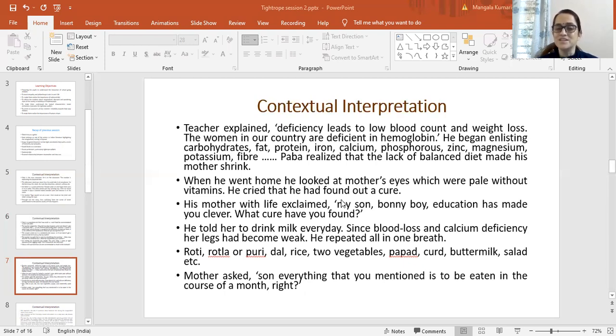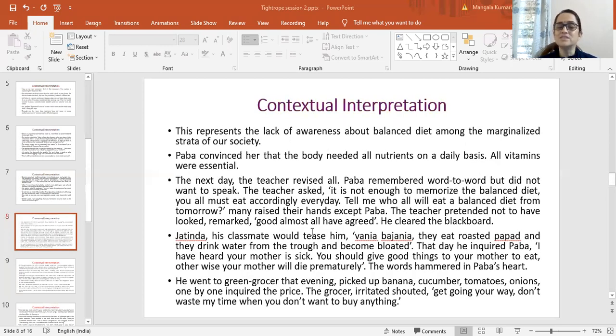Okay, so she's also shocked. And students, this shows the lack of awareness about a balanced diet among the marginalized strata of our society. So many poor people are not at all aware that all these things should be eaten in one stretch, in one meal, or at one time. She's so astonished: do people really eat all those things at once for one meal? She's so shocked, and it is very new to her.